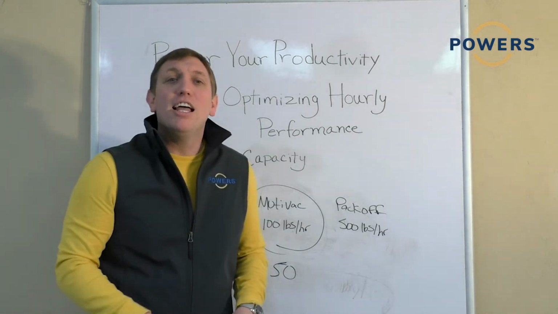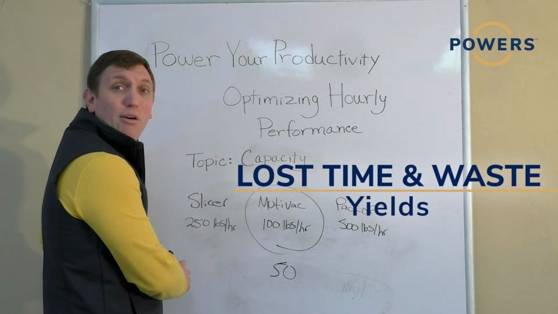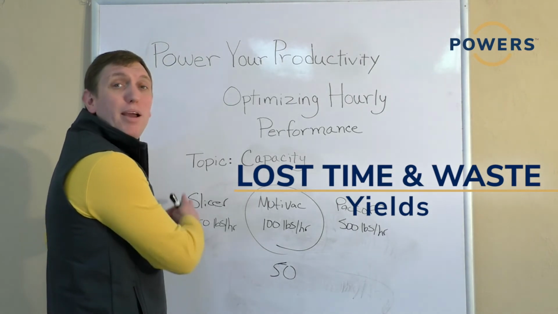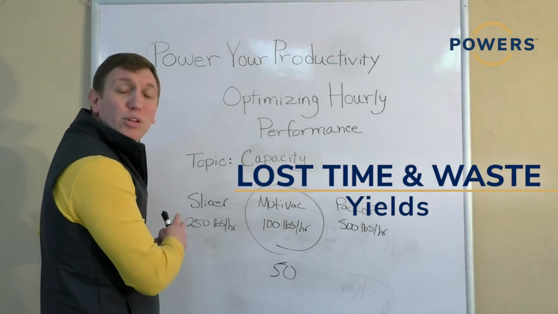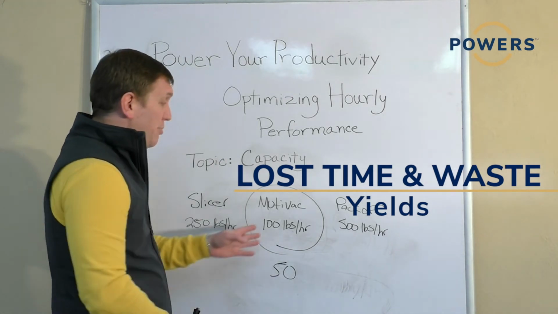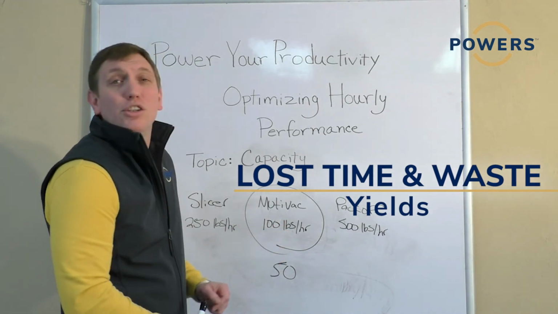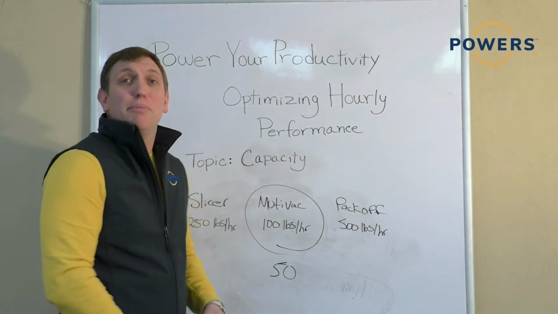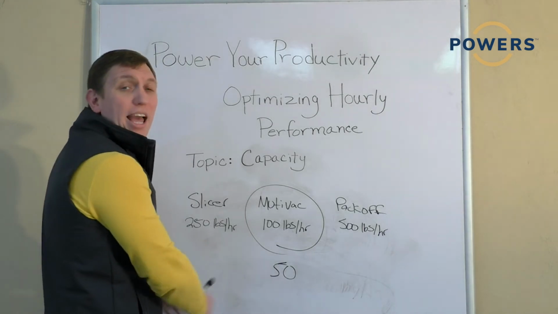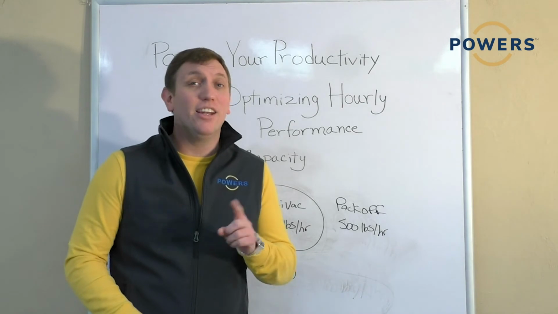The second piece you may have is yields. Even though I'm getting 250 pounds per hour out of my slicer, maybe I'm having some quality issues and I'm only really getting 200 pounds per hour, or maybe only 50 pounds per hour, and that's preventing my multi-vac from running at its full capacity. So when we talk about yields, it's about where our product is going and where the losses of our product are.